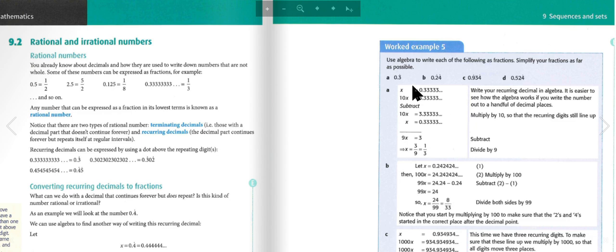So you just do that again, but this time you multiply by 100 to make sure that the 2s and 4s start in the correct place after the decimal point, so they line up with each other. And then afterwards you divide both sides by 99, because 100 minus 1 is not equal to 9. No, it's equal to 99.